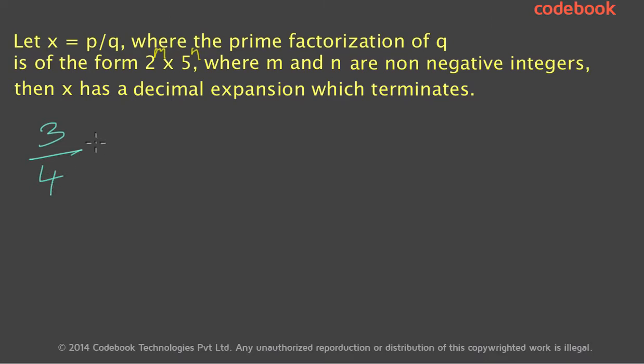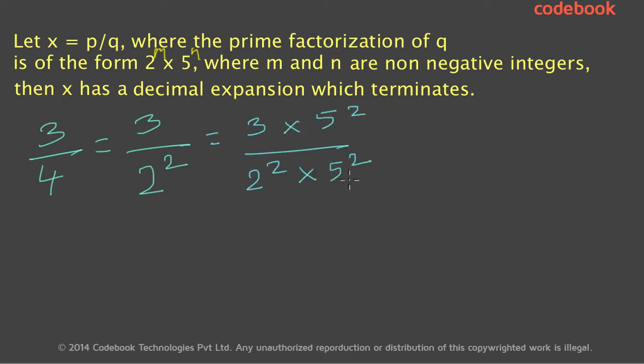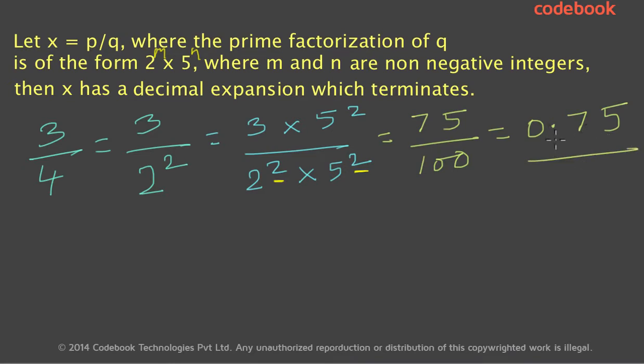First let's begin with 3 by 4. 3 by 4 can be expressed as 3 by 2 square. Next let's multiply the numerator and denominator by 5 square. So 5 square can get cancelled out, so it will still be 3 by 2 square. If you observe now, the denominator is in the form of 2 power m times 5 power n, where m is equal to 2 and n is equal to 2. So if you simplify this, 3 times 5 square is 25. So 3 times 25 is 75, and in the denominator you have 4 times 25, which is 100. So 75 by 100 is nothing but 0.75. And as you observe, this is a rational number with a terminating decimal.